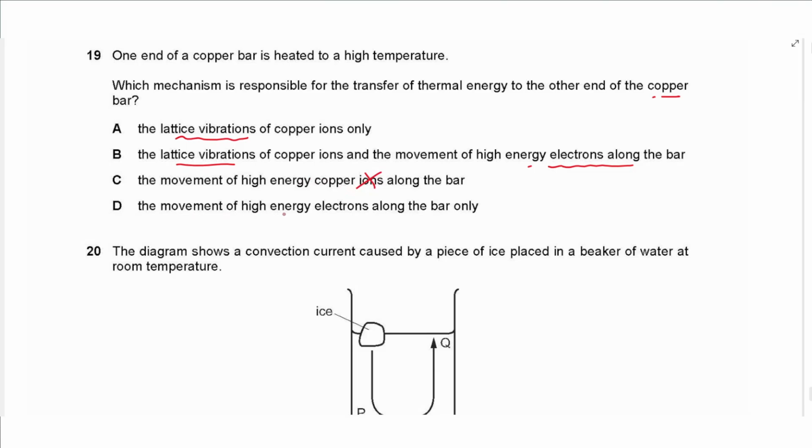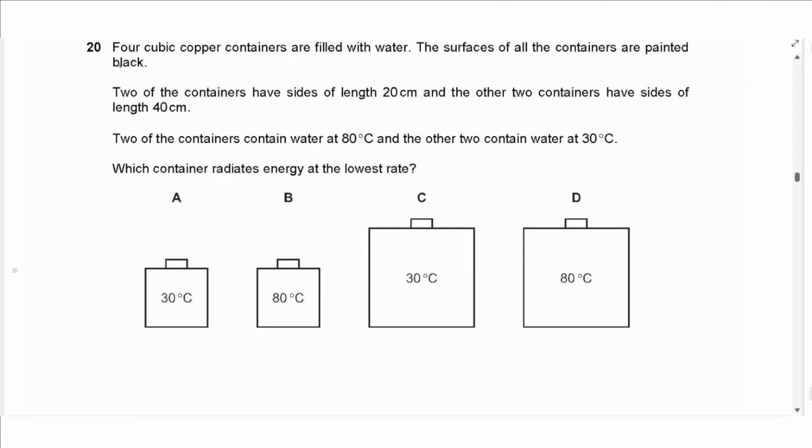D says the movement of high energy electrons along the bar only, not only, it also includes the lattice vibrations, so the answer is B. Question 20 says 4 cubic copper containers are filled with water.